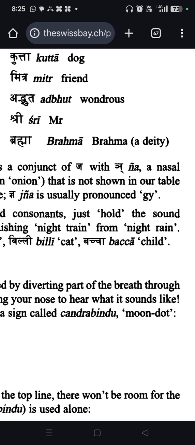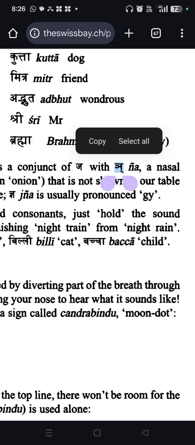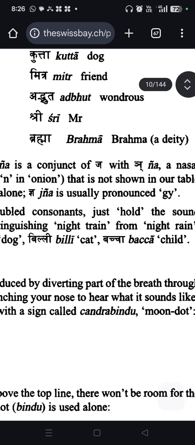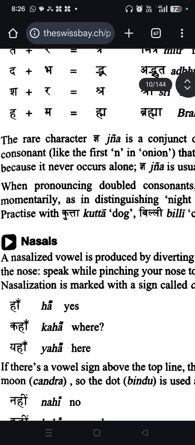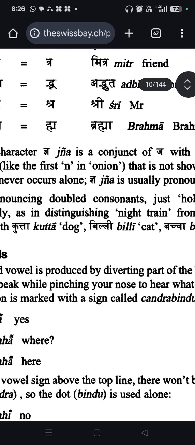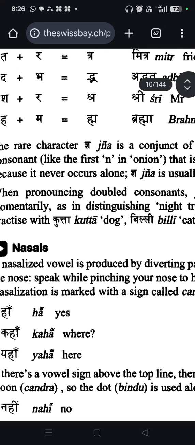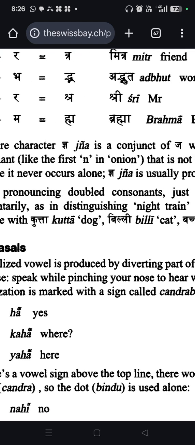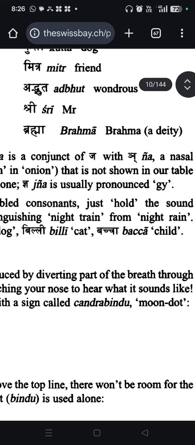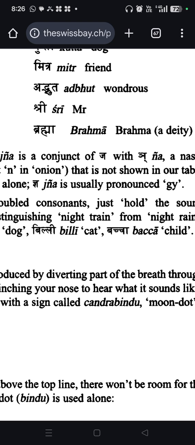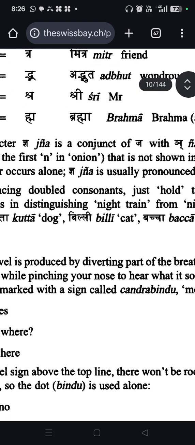Kakagaga, nya. So this is the sound in the chawag. So they took away the nasals. Nya, a nasal consonant, like the first in onion, onion. Yeah, that is not shown in our table because it never occurs alone. Really? Yeah, it's usually pronounced yeah.